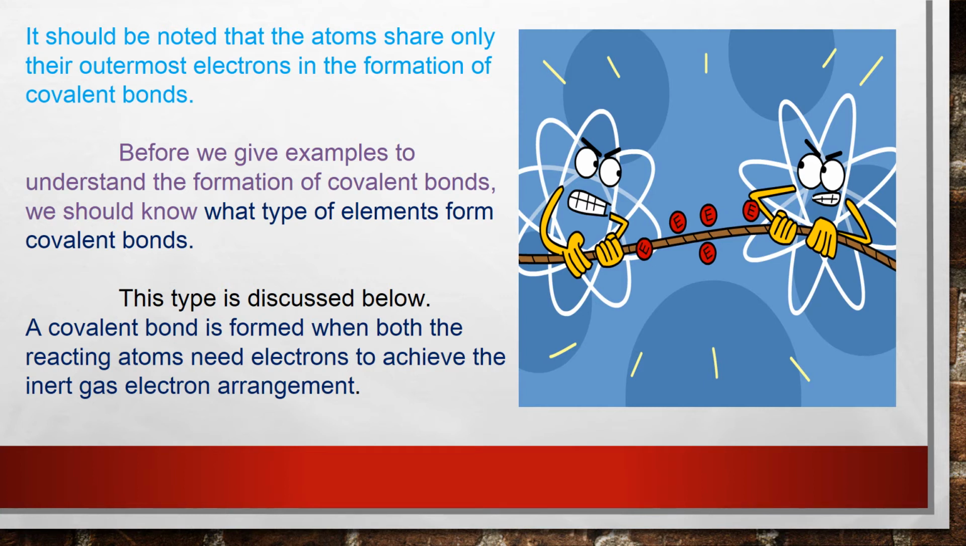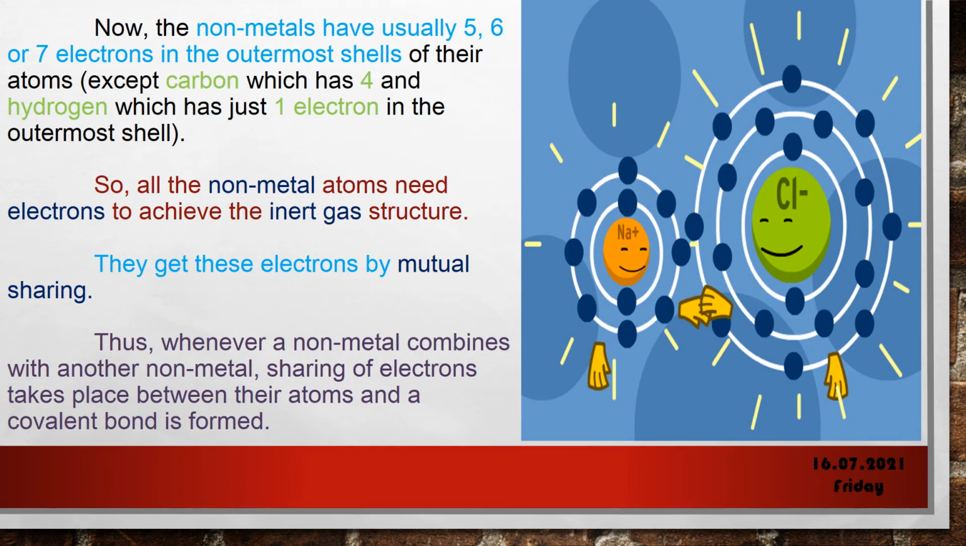Okay, so before we give examples to understand the formation of covalent bonds, we should know what type of elements form covalent bonds. So this is discussed below. A covalent bond is formed when both the reacting atoms, for example hydrogen, which we call H2, need electrons to achieve the inert gas electron arrangement.